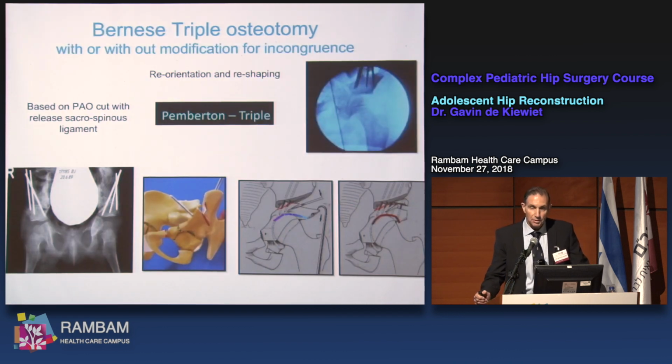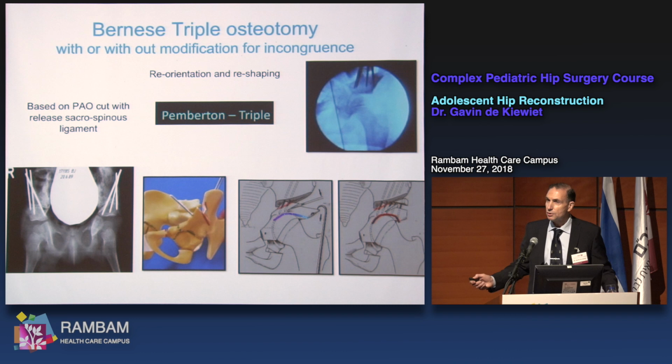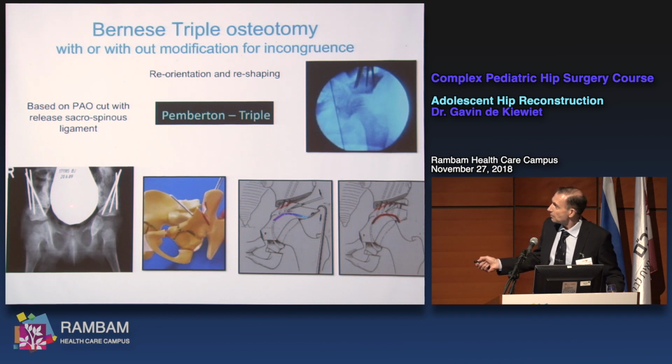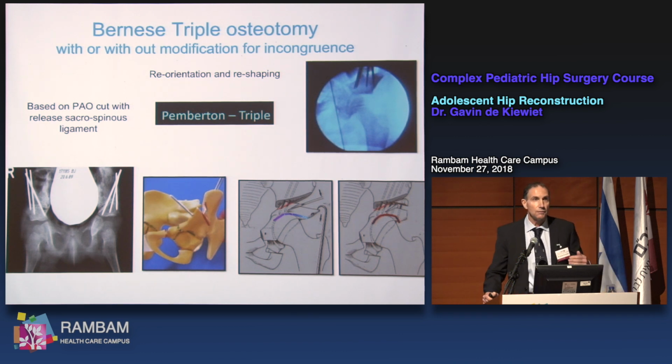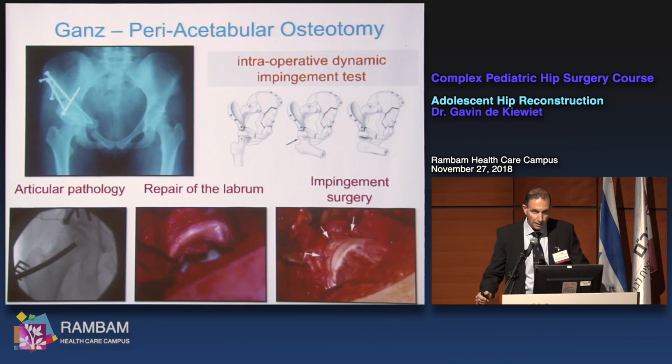Or you can use the Bernese type triple osteotomy. This is a reorientation osteotomy to which you can add a reshaping component. So you do an osteotomy like you would for a triple, like you saw today with this particular angled cut, like you saw in the case we've just done. But that leaves you a nice bone block here, so you can go into this bone block, and if you have a socket that is not quite the right shape, there's some incongruency, you can add a Pemberton type effect to it and therefore do a reshaping to your reorientation osteotomy. And then you have the periacetabular osteotomy that you've just seen.